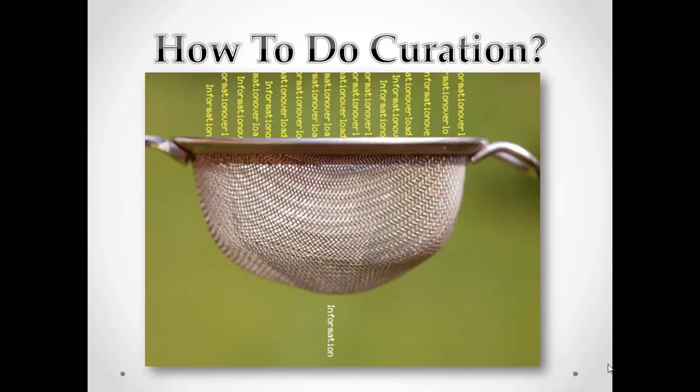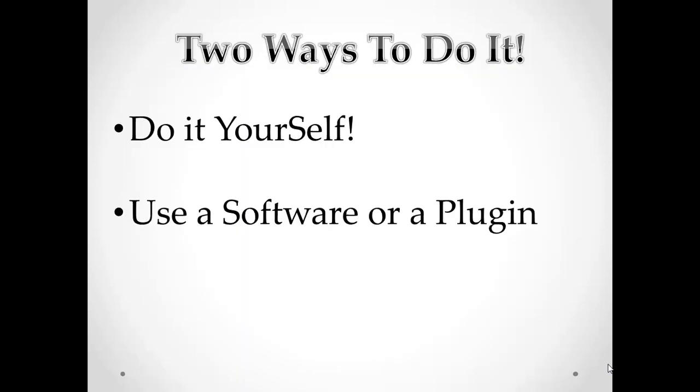Now, how exactly do you curate? Well, practically speaking, curation is pretty simple. It's all about gathering all the information about your subject, about your niche, and putting it through this filter. Yeah, the picture makes it pretty clear. So there are exactly two ways to do this, or at least two ways I know of. Either you do it yourself, take a paper and pen, start working your ass off, or you use a software or a plugin.